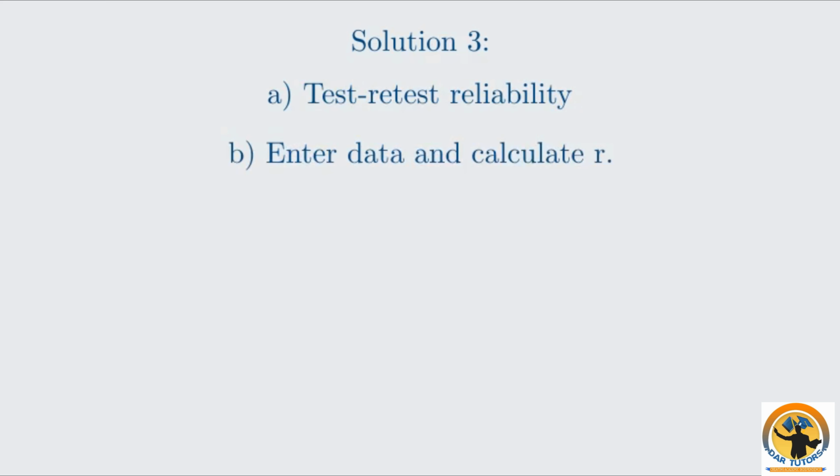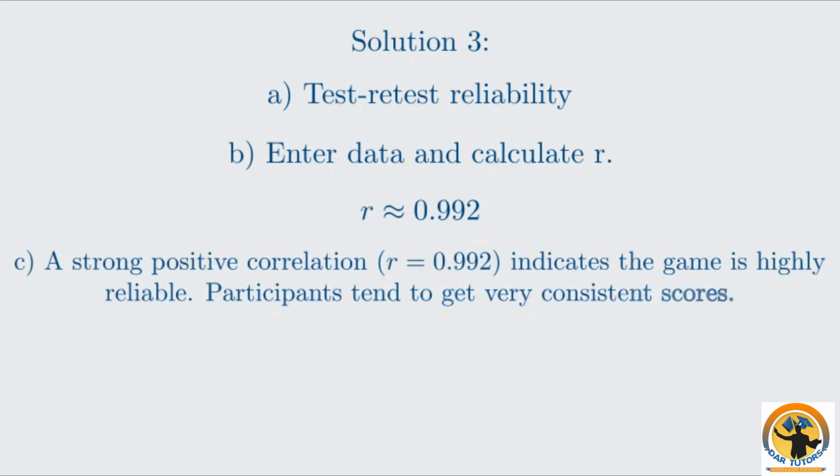For Part B, we input the Game 1 and Game 2 scores into the calculator and find Pearson's r. The result is approximately 0.992. For Part C, we look at the value of r. A correlation coefficient of 0.992 is very close to 1, indicating a very strong positive correlation between the scores on the two games. Therefore, the memory game is highly reliable. Its scores are very consistent over time.